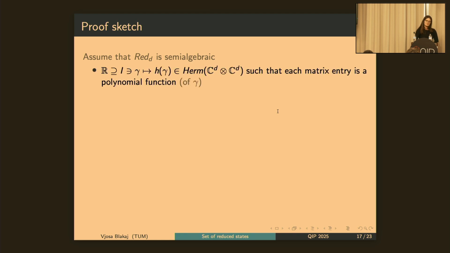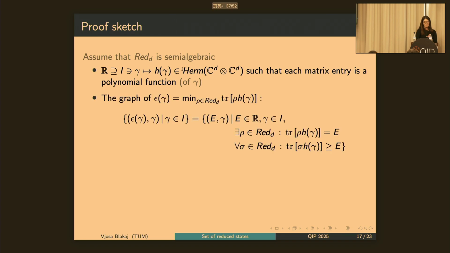Then I want to consider a map from an interval I in R to H gamma, where H gamma is going to be in the set of Hermitian matrices, such that each entry of this matrix is a polynomial function. And this H gamma is going to be just the family of Hamiltonians, basically. So you remember I mentioned this H as the nearest neighbor interacting. And now it's going to depend on gamma. So we have a family of Hamiltonians.